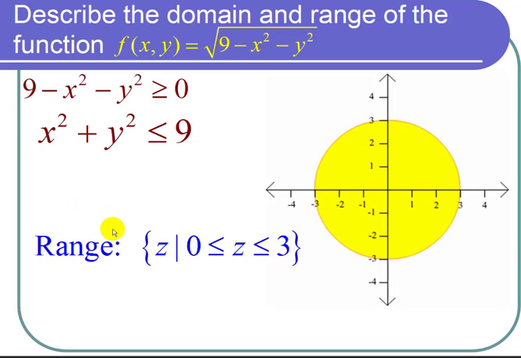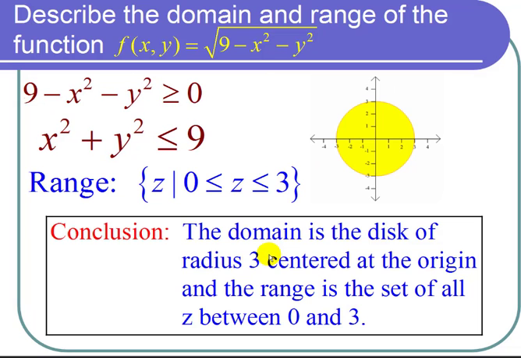So we can conclude that the range is a set of all values z. We typically use the letter z to indicate the dependent variable. So we have the set of all z such that z is between 0 and 3, including the endpoints.